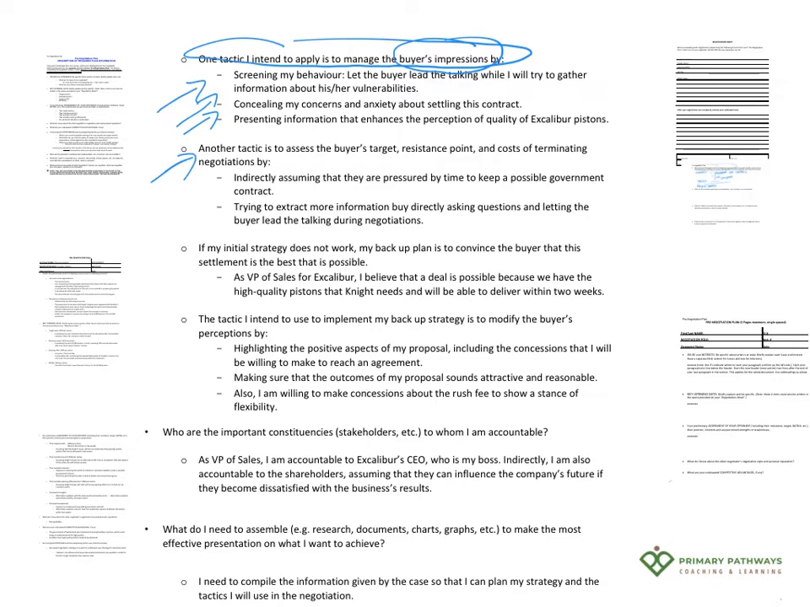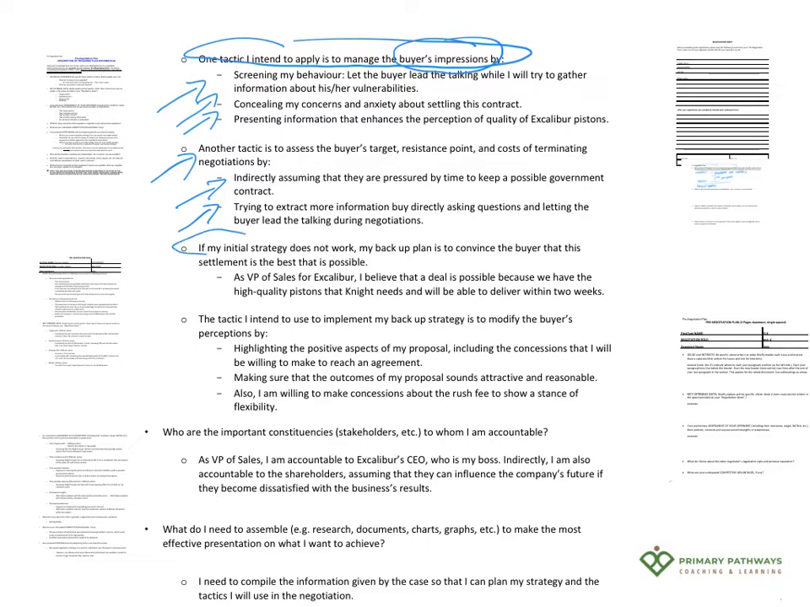Then we move on to the next tactic. And she has here that she is assessing the buyer's target, resistance point, and cost of terminating negotiations by, and then she gives a couple of ways she's doing it. So there's no question that she is clear about what she's trying to do and how she's going to do it. Then she has her backup.